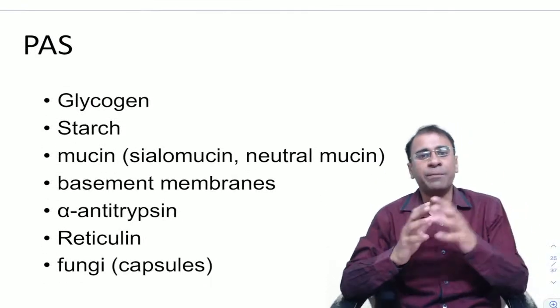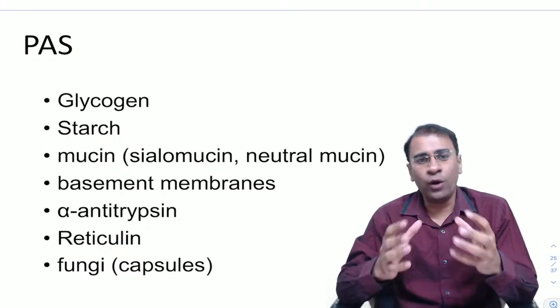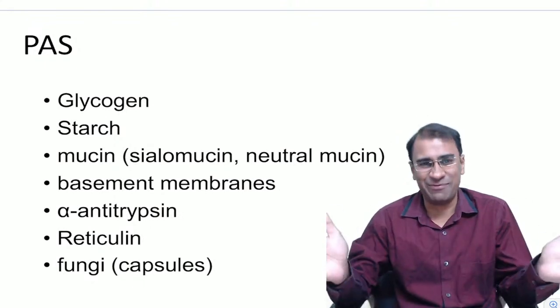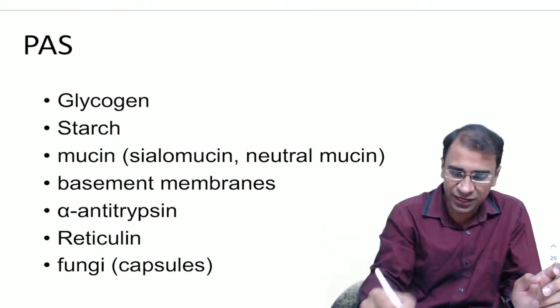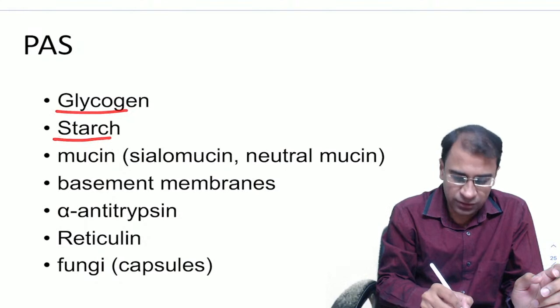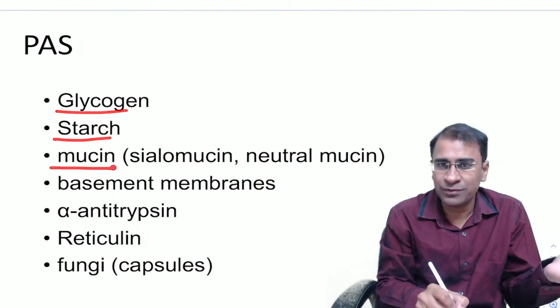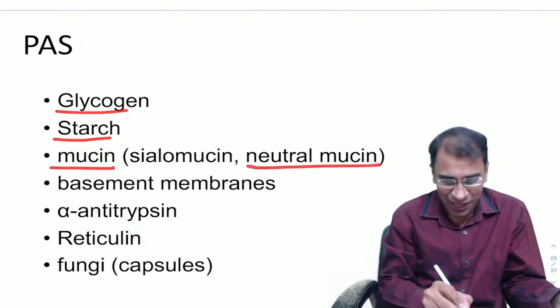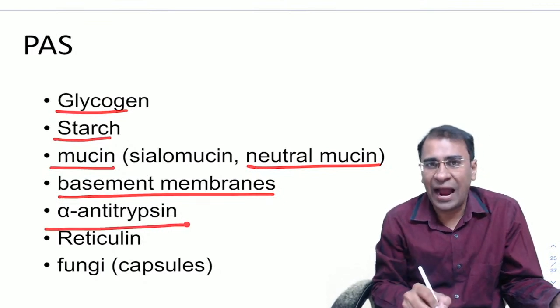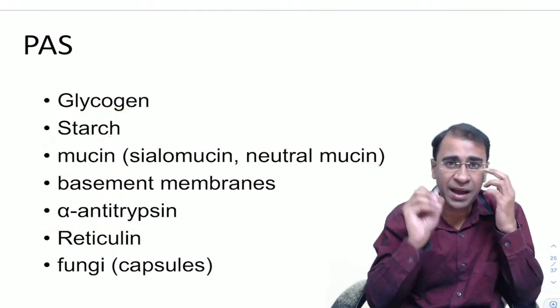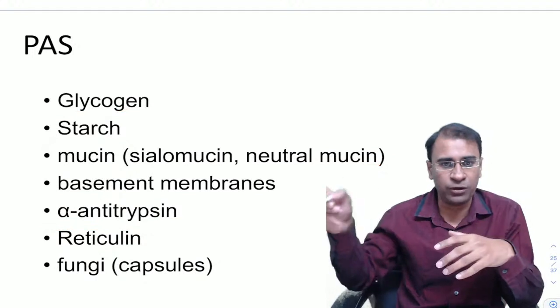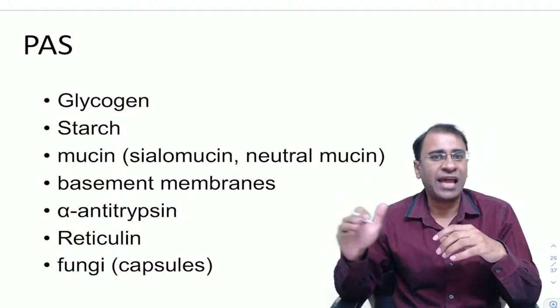Okay, let's move to the PAS. I told you what not is stained by PAS. Everything is stained by PAS. Look at the structures. It can stain glycogen, starch, mucin. I told you mucin. Which one? Neutral mucin. Okay. Basement membrane, alpha-1 antitrypsin. Now, this question was asked as PAS positive diastase resistant. I'll talk about this. Reticulin and fungi capsule are stained by the PAS.